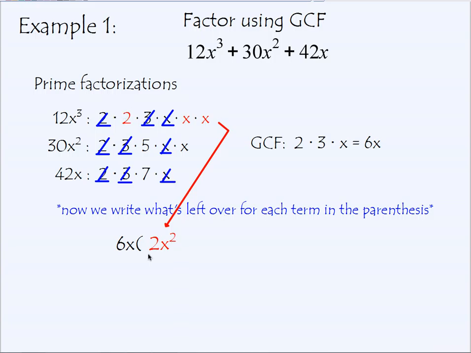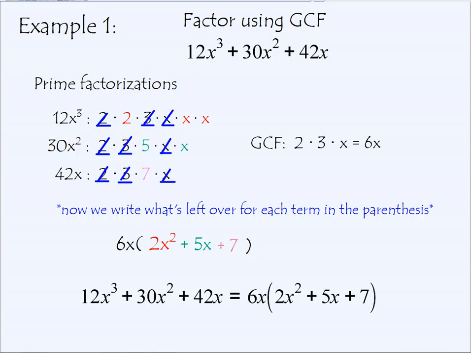So I'm going to write what's left over first, since that was my first term. I'm going to do the same to my second term. There was a 5 and an x left over. And in the third term, there was only a positive 7 left over. I'm going to close that set of parentheses, and that ends up being my final answer. This is what we call factored.